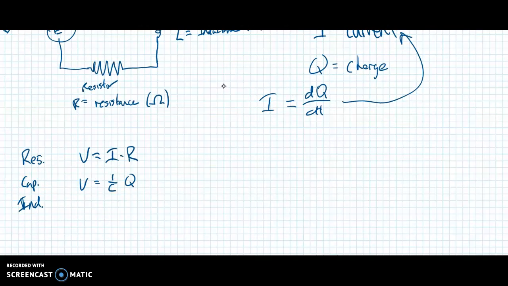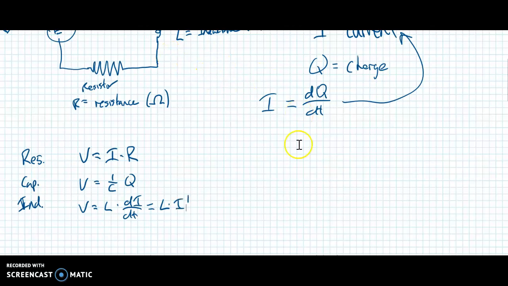The last one is inductance. The voltage drop due to an inductor is the inductance times di/dt, the rate of change of the current, because the current can change. I could write that in a simpler form as L times I prime.